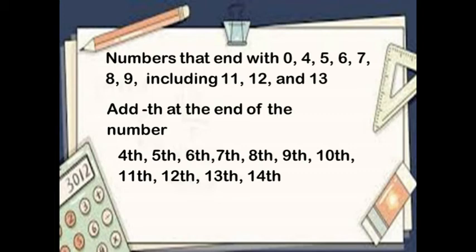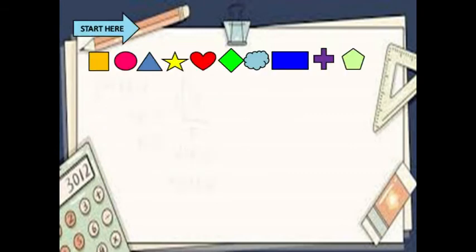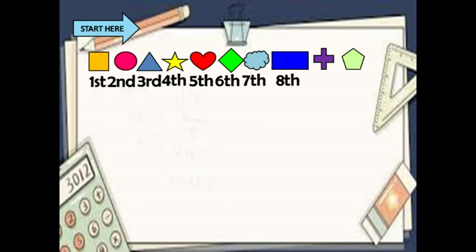And in ordinal numbers, it is also important to know the starting point. For example, I have here the starting point. You start from your left. So it means the shape in the first position is the square. The second is the circle. The third is the triangle. The fourth is the star. The fifth is the heart. The sixth is the diamond. The seventh is the cloud. The eighth is the rectangle. The ninth is the plus sign. And the 10th is the pentagon.